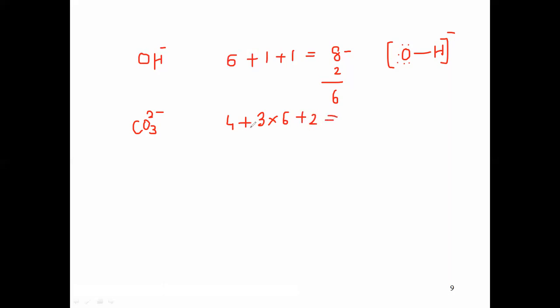So total 4 plus 18 plus 2. It is 24. Carbon skeletal structure: carbon, oxygen and oxygen, third oxygen. So I used 1, 2, 3 bonds, which means 6 electrons are used. So I'm subtracting 6 electrons. Remaining 18 electrons are there. So I'm equally distributing all the electrons on the oxygen atoms.